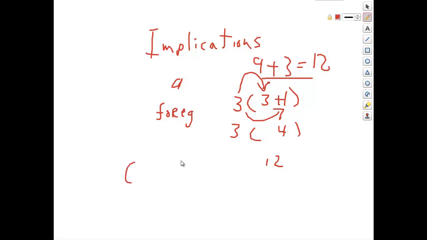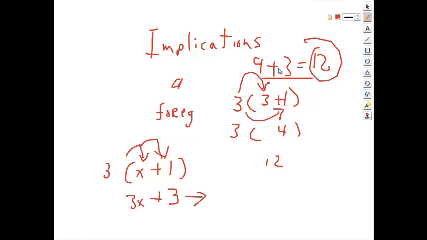3 outside of x plus 1. Well, 3 outside of x plus 1 equals 3x plus 3. We performed exactly the same operation on the variable as we did on the number. How can we get the same number? Well, by putting in the same number for the variable. So if x equals 3, then 3 times 3 plus 3 equals 12.